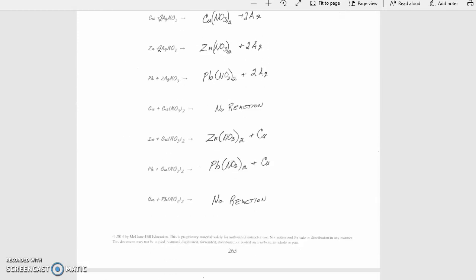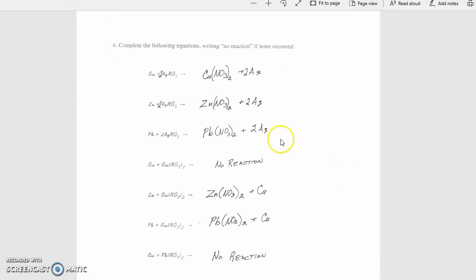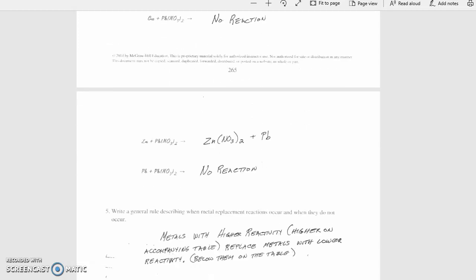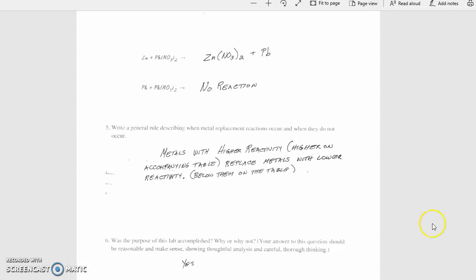And your reactions, just looking at the table that accompanied this, depending upon whether it was below or above the different individual ones, said whether it would replace it or not. And that really was the whole point of this one. Okay? Metals with higher reactivity, higher on the accompanying table, replace metals with a lower reactivity below that item on the table. And that's not the table down below here. It's the table that was a separate attachment to this.